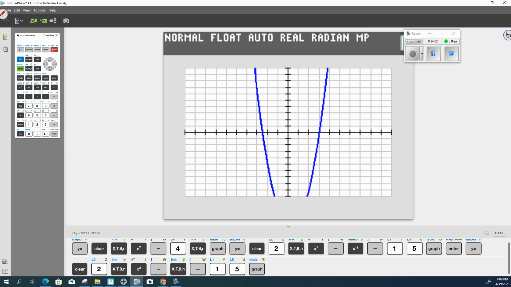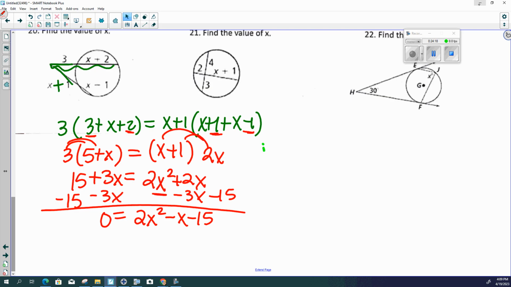Okay, so x cannot be negative because it's a distance. So I'm going to see what my x-intercept is. The positive one is 3. I don't think I can write, can I? No. It's going to be 3. That intercept is 3. So that's going to be my answer. Let's see if I can get out of this.